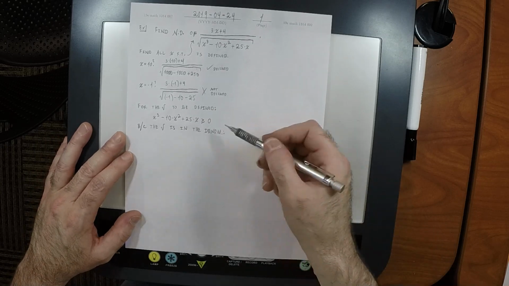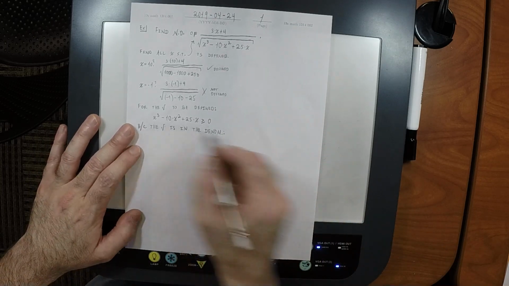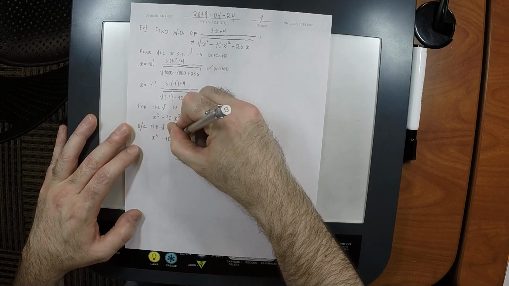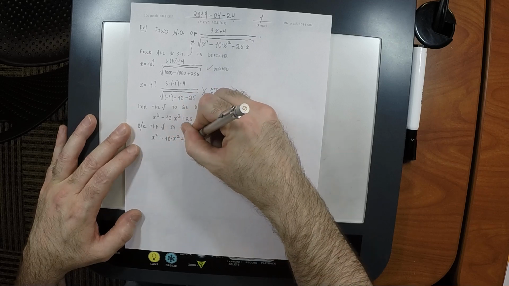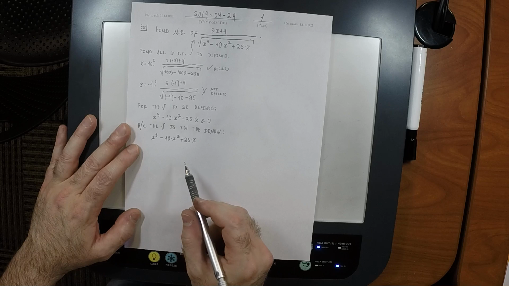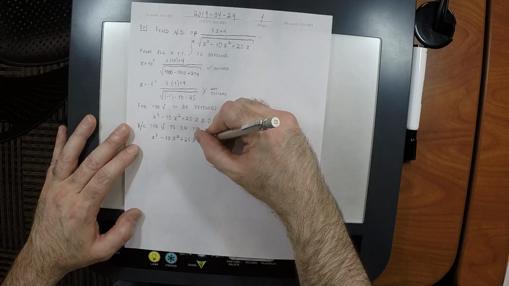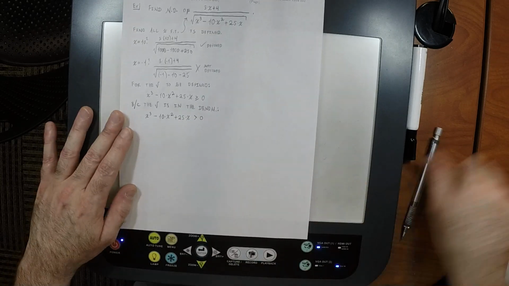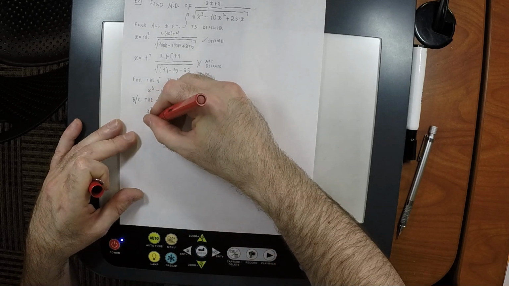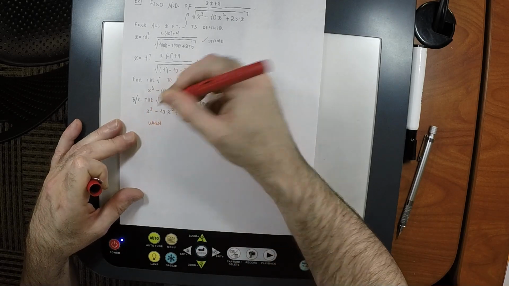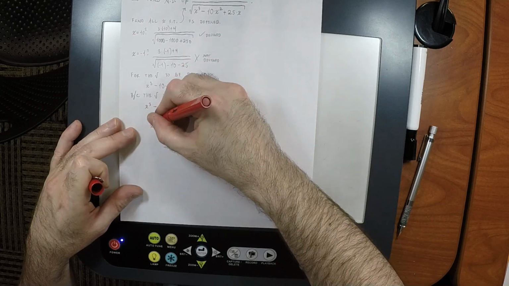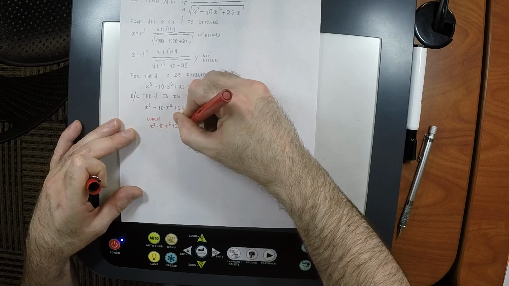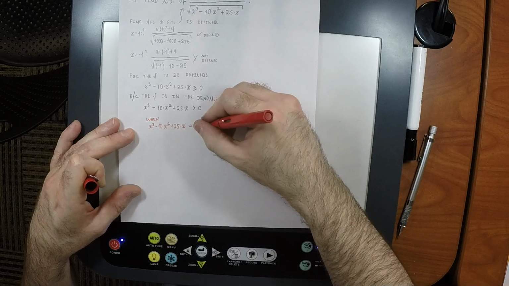So the fact that the square root is in the denominator means that it's not this inequality, but what inequality do we need to be true? Greater than. Instead of greater than or equal, we need just greater than, because when x cubed minus 10x squared plus 25x is equal to 0, that's a division by 0.